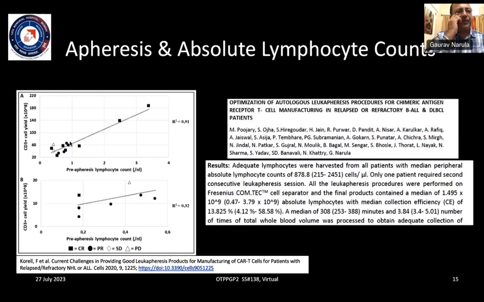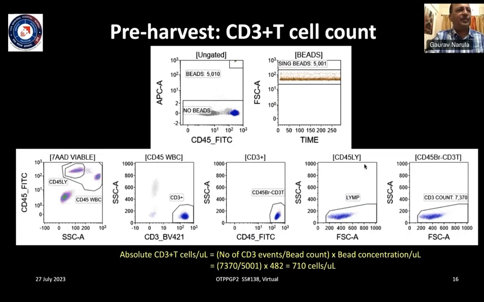And this is a reference of our own work. Publication is still not there, but this was presented in a meeting in which we showed that it was possible to do good collections with absolute lymphocyte counts of median of around 878 and as low as 215 cells per microliter. We were able to proceed, and we did not have any manufacturing failure in any patient as a result of this. So this is the pre-harvest CD3 count, which illustrates the same principle, and I've just gone over that.